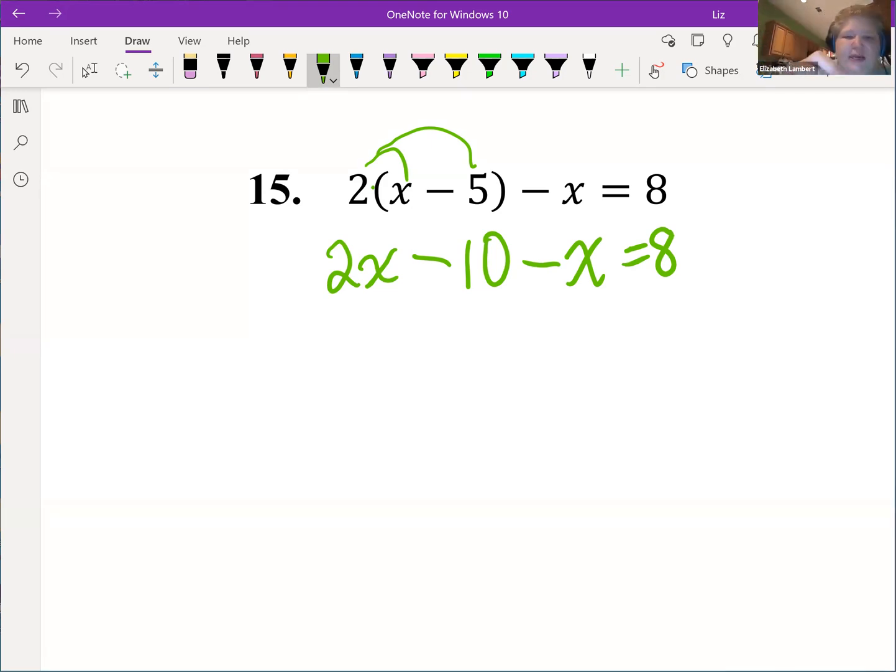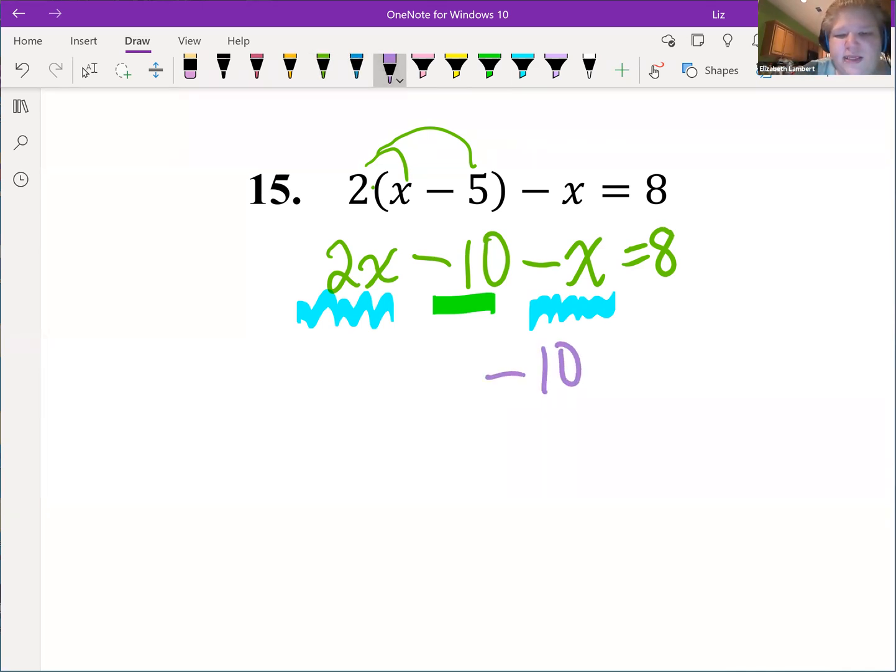Now I check for like terms. And since there's 3 terms on the left side, there better be some like ones in there. And we look, I have 2x's minus x. And then I have just minus 10. So that minus 10, we're going to have in the next line and the 8.